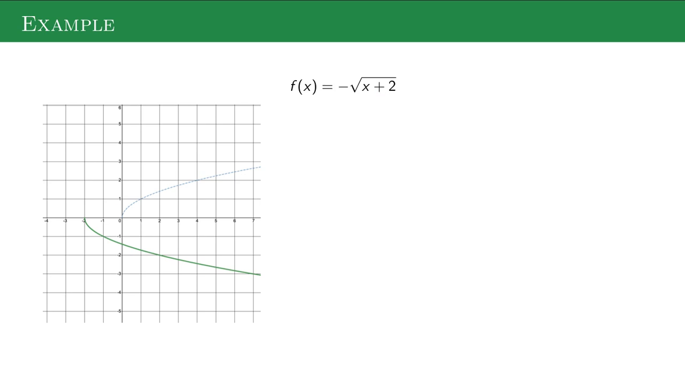So on a graph, negative square root of x plus 2, if I ignore the negative, we know the x plus 2 here just moves my graph left 2. Normally I would have this kind of square root graph going like this, but this negative sign just makes me go in the other direction.